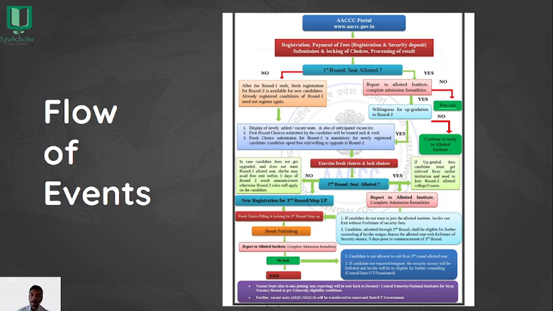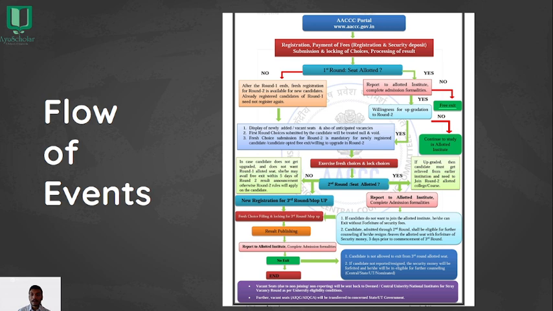So two possibilities are there. One, the candidate can get a seat or may not get a seat. We'll take the first possibility. The candidate has got a seat in the first round. So the candidate has got a seat and he likes to join and wants to join that institute itself. So he goes to report to the allotted institute and completes the admission formalities. This is the first possibility.